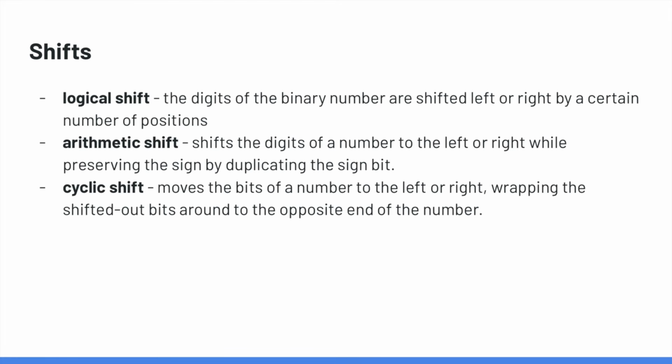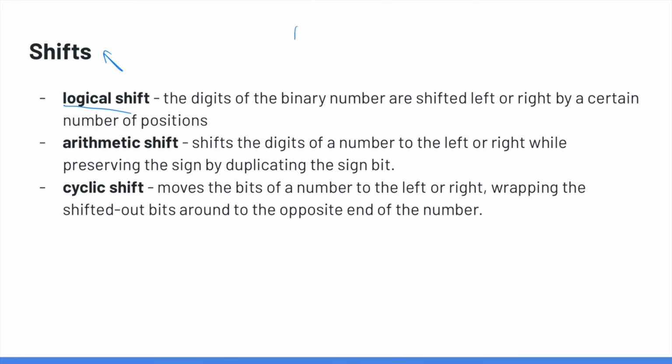Now the next concept we're going to look at is going to be binary shifts. Binary shifts basically refer to moving around the digits of a binary number in some direction or the other according to some logic, depending on the type of shift that it is. The first type of shift we're going to talk about is going to be a logical shift. This is where the digits of a binary number are shifted left or right by a certain number of positions.